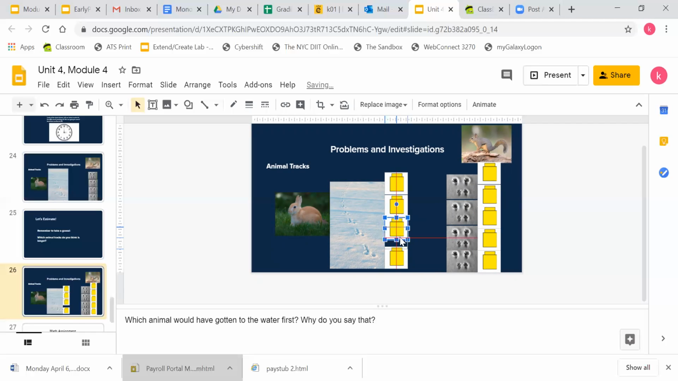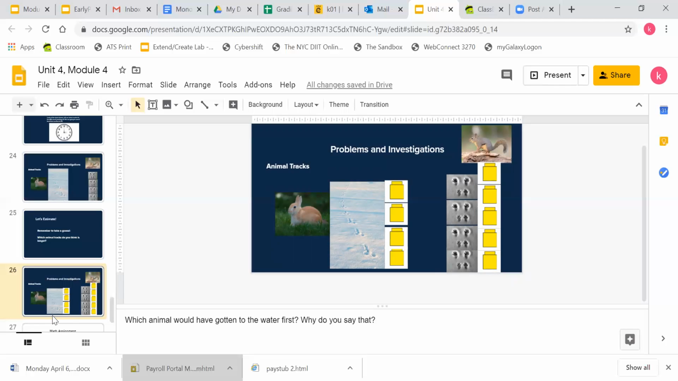Okay? So let's move on. So guess what? My estimate wasn't right. But you know what? That's okay. Estimates are just guesses, and it's okay if we're not right. So my guess was a little wrong. Actually, look here. The squirrel's animal tracks are longer than the bunny's animal tracks.